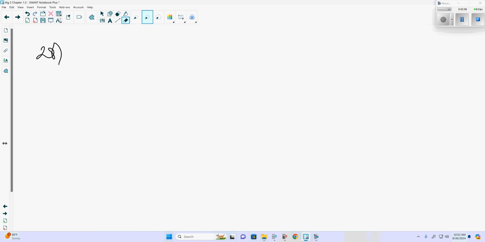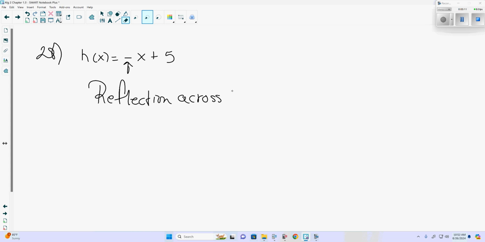From the same one, h of x is equal to negative x plus 5. Now the negative is our reflection across the x-axis. Specifically, it is going to be across the x-axis.